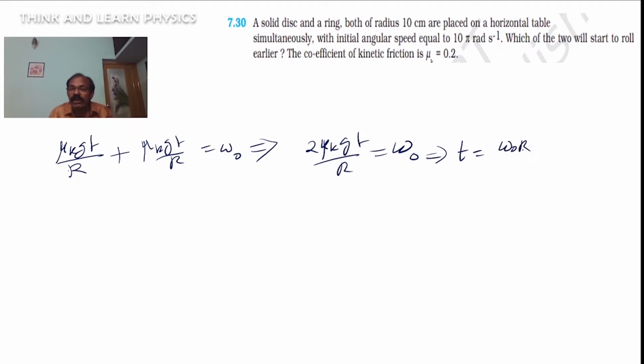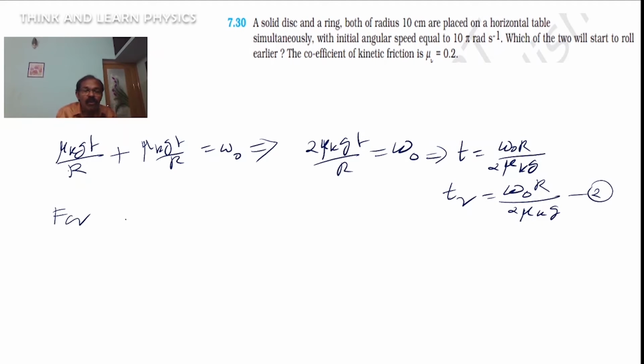omega naught into r divided by 2 mu k g. This is the time taken by the ring to begin perfect rolling. That means tr equals omega r divided by 2 into mu k g. Let this be equation 2.